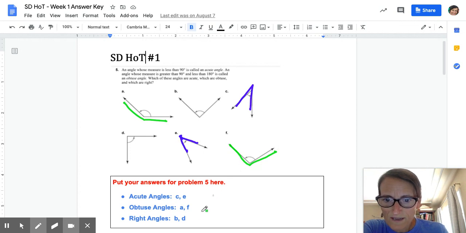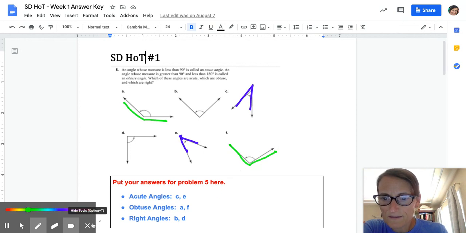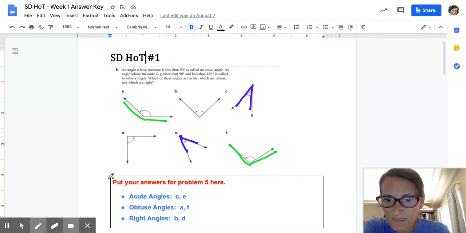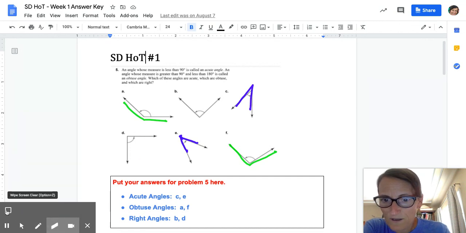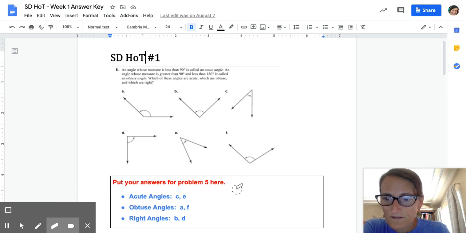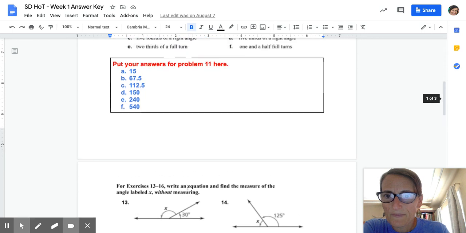And then the right angles, if you take a little corner of a piece of paper and fit it right into B and D, those would be right angles. Okay, moving on to the next one.